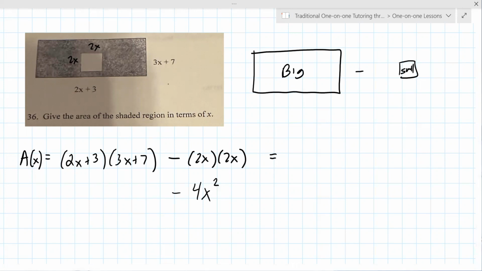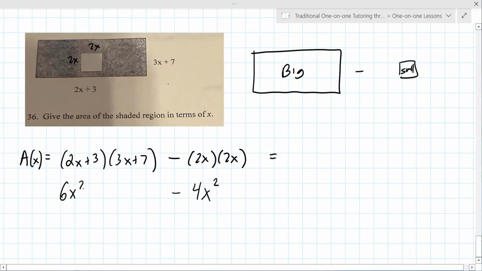2x plus 3 times 3x plus 7. FOIL that, and that's 6x squared plus 14x plus 9x plus 21, so 6x squared plus 23x plus 21, and all that minus 4x squared, which gives 2x squared plus 23x plus 21. Yeah, perfect. Really good.